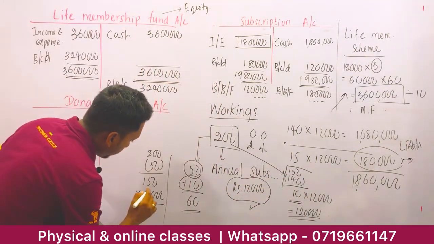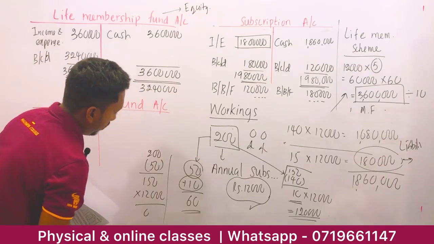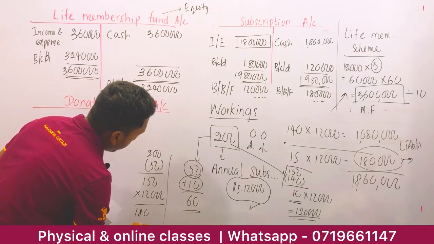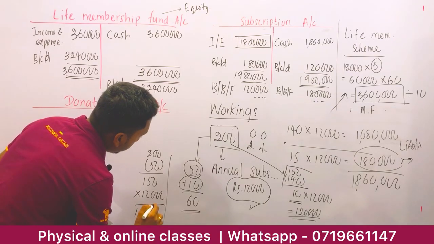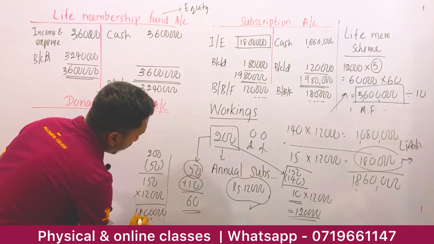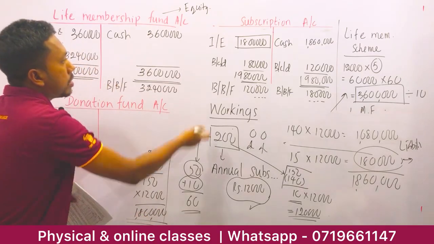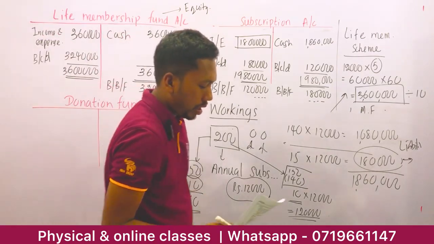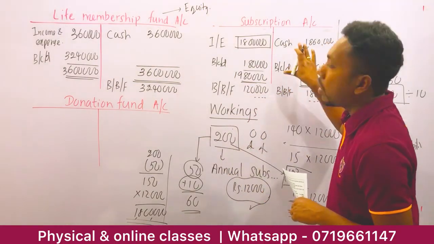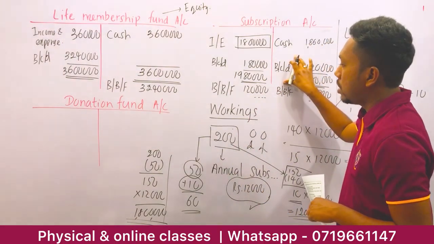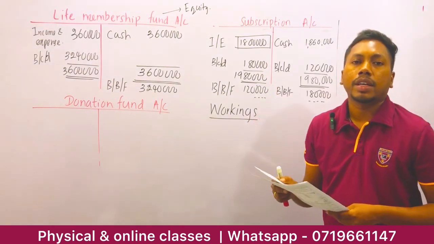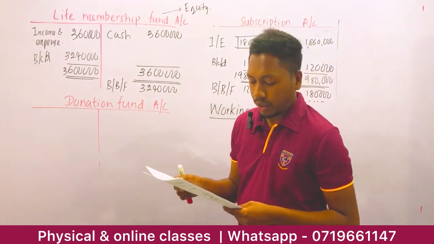Here we will get, here you will get 1.8 million, which is similar to that income of the subscription for the current year, right? So this is all about subscription account. Okay, the final account is donation fund account. The last part of this question is about donations.